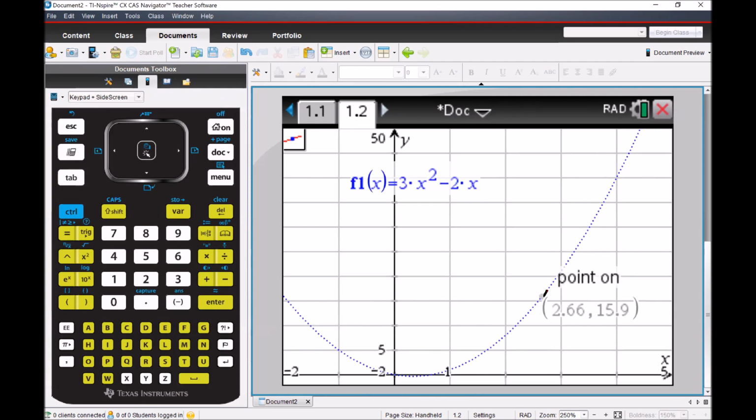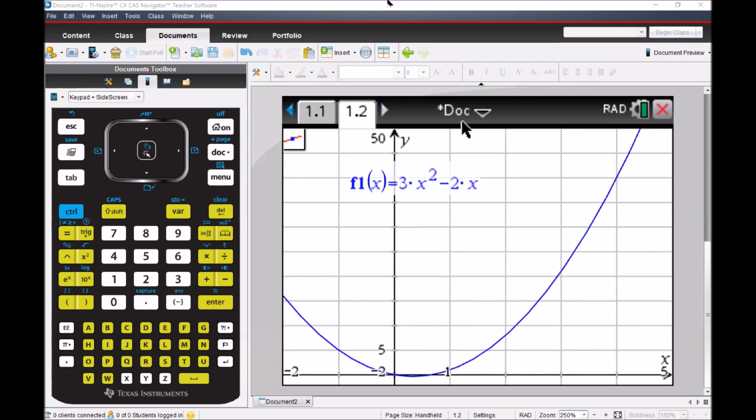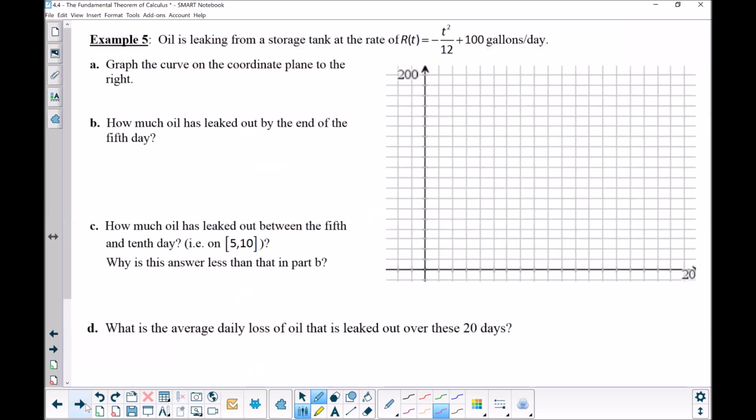The calculator doesn't have a feature that will find the average value of the function, right? I mean, if you had a very difficult one, I suppose you could use the calculator to do the integration for you. So, all right, I'm going to share back to the document, and we are going to move on to our wonderful example 5, which is our first real-world application of the fundamental theorem. Okay, sorry, I had to eat a chip.